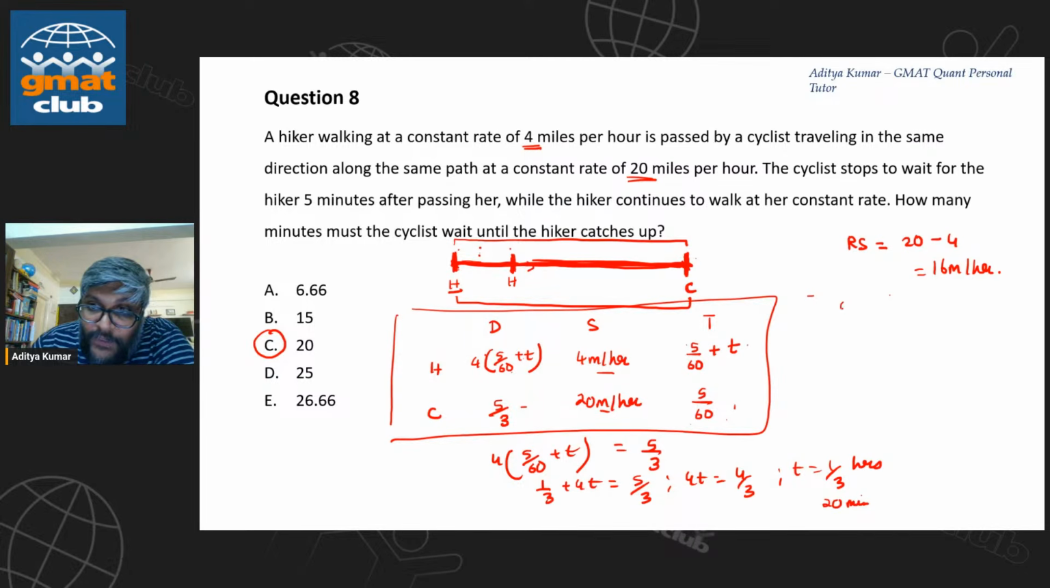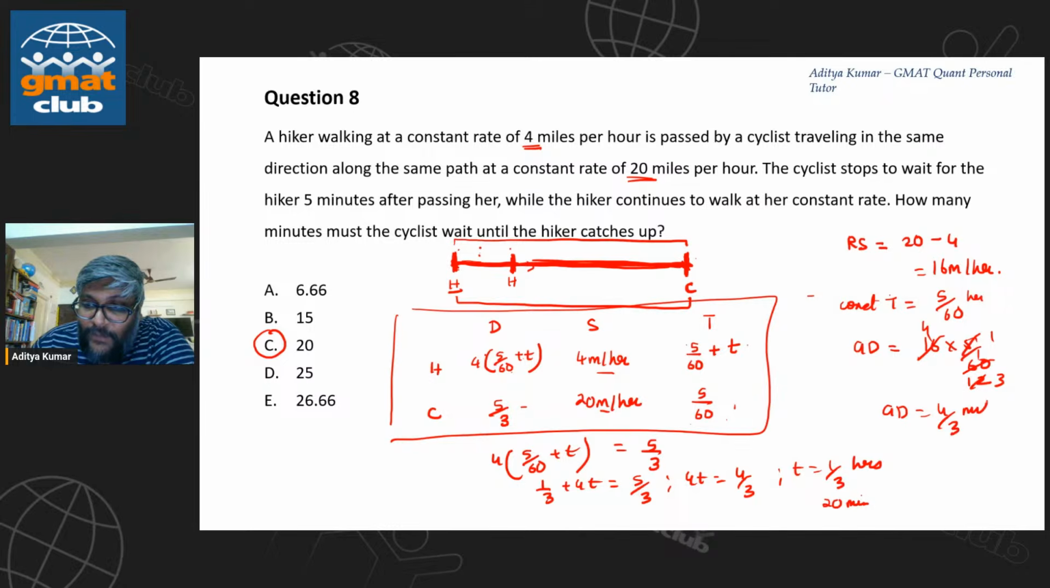Right? And I know that they're traveling for a constant time of 5 minutes. That's 5 by 60 hours. So I can find out the gap distance between them. This is what somebody said in the chat window. I can use relative speed as well. What is the gap distance? The relative speed into the constant time. Right? So 5 ones are 5, 5 ones are 12s, that is 4 by 3. So you see, you got the gap distance as 4 by 3 miles. So this is the gap now between them. You got that directly by using relative speed. That's also a very good way of working.